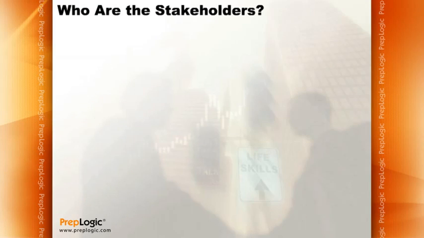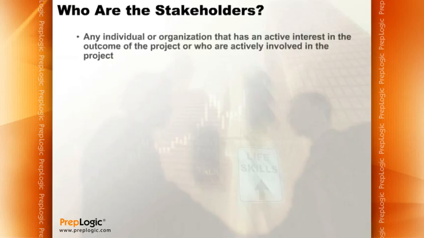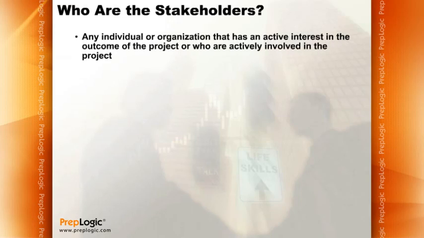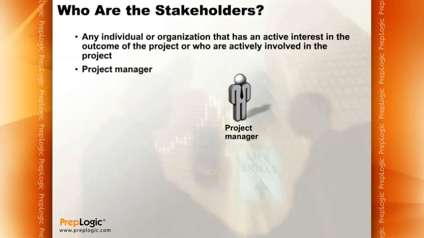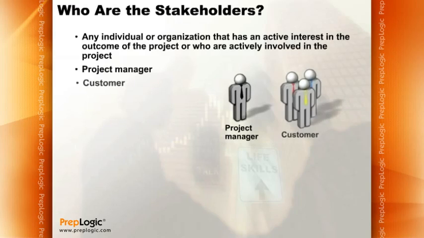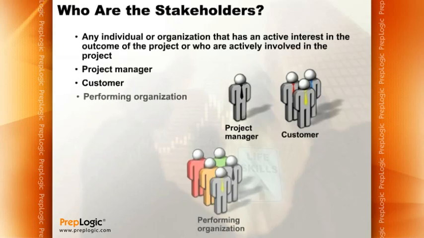Well, let's talk about the stakeholders. Who are these stakeholders? PMI defines the stakeholders as being any individual or organization that has an active interest in the outcome of a project or are actively involved in the project. Those include people such as the project manager, obviously a stakeholder, the customer, the person or organization that the project is attempting to satisfy. The performing organization is also a stakeholder.